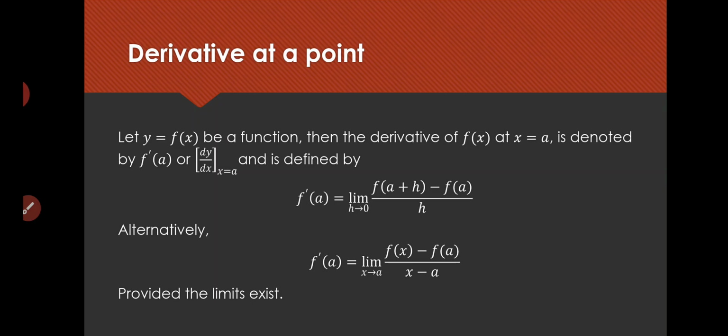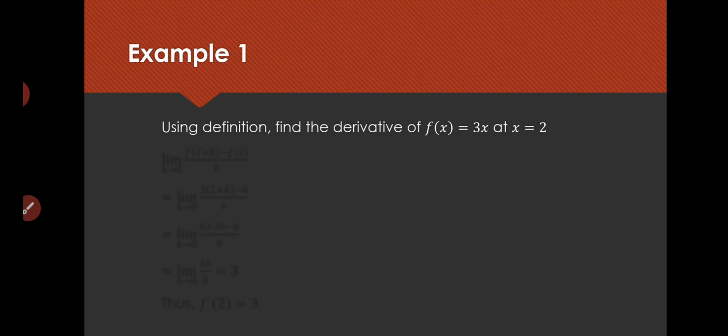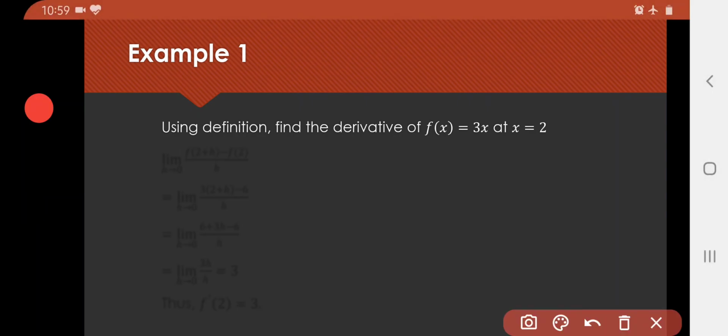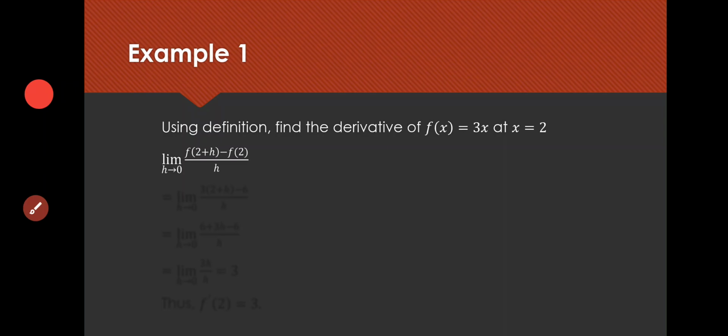Now let us take a few problems and solve. The first one: using definition, find the derivative of f of x equals 3x at x equals 2. This one is a problem based on derivative at a point. So let me show you how to do this. Derivative at a point means, again, let us remember the formula: limit h tends to 0, f of a plus h minus f of a, by h. What is a here? a equals 2. So my formula will become f of 2 plus h minus f of 2, by h.